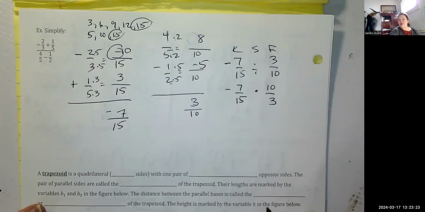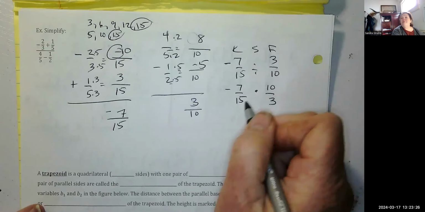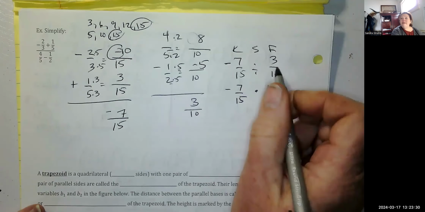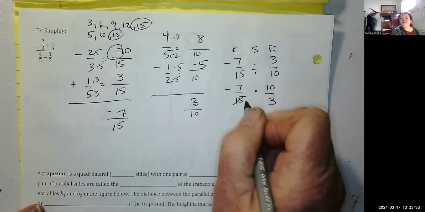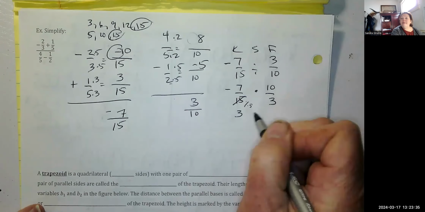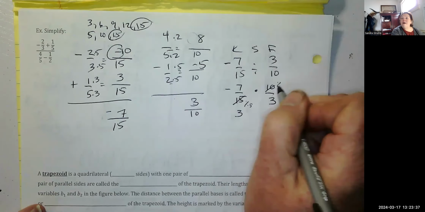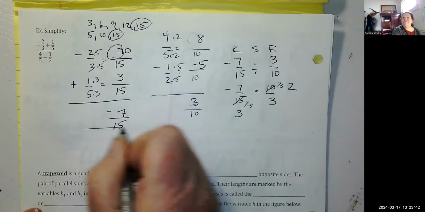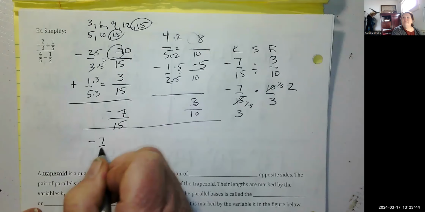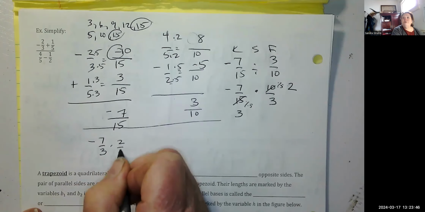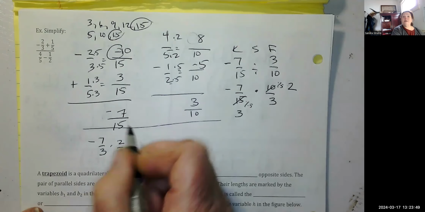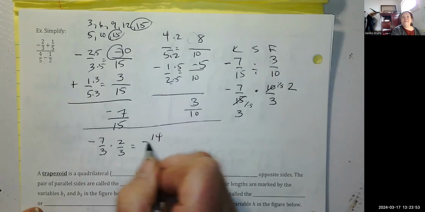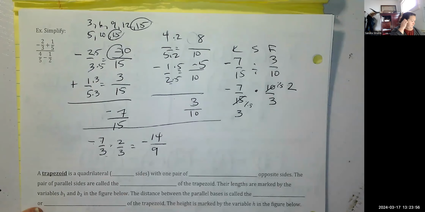I want to reduce this before I multiply because I know both 10 and 15, 5 will go into both of them. 5 goes into 15, so I'm going to divide this by 5. It becomes 3. And then 10 divided by 5 is 2. So this becomes -7/3 times 2/3. Multiplying straight across. 7 times 2 is 14. Negative times a positive is a negative. 3 times 3 is 9.